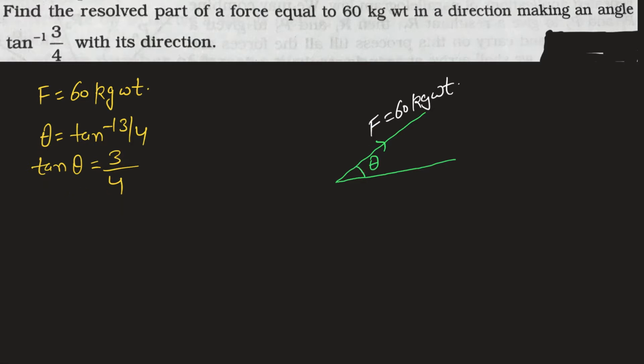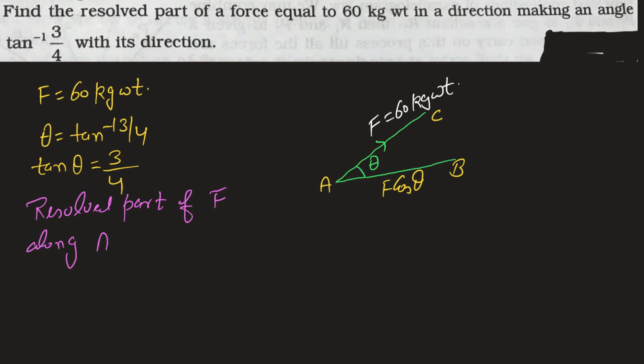We know that if this is the force and this is theta, the resolved part of the force along the direction with which it is making an angle theta is given by F cos theta. Say this is A, this is B, this is C. So we will write: resolved part of F along AB is equal to F cos theta. So if tan theta is this, what will be cos theta?